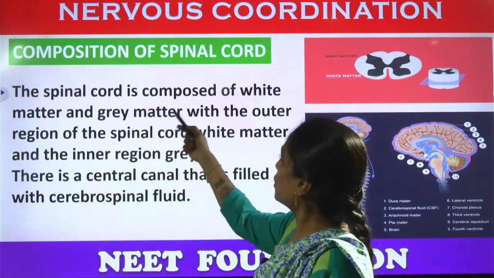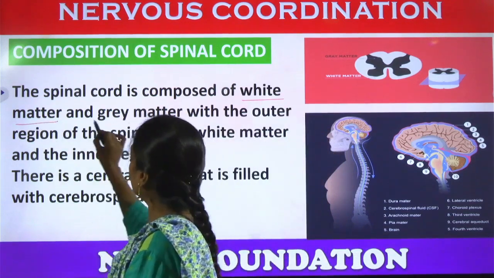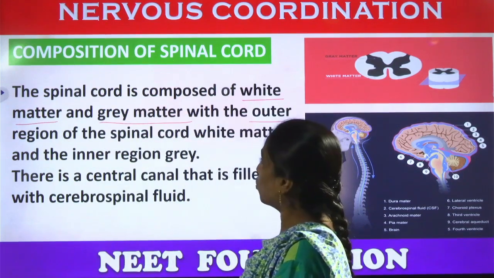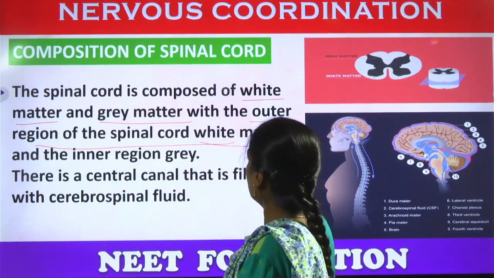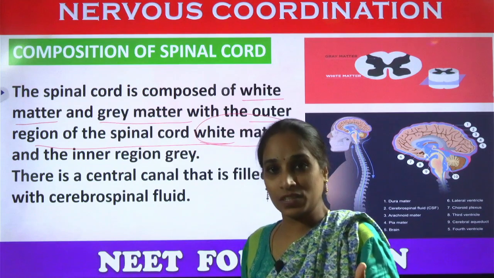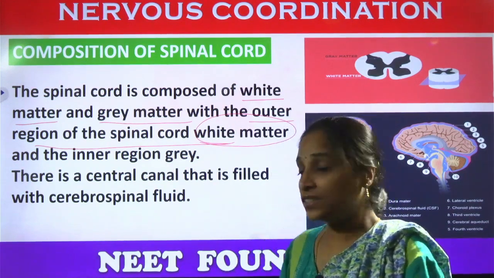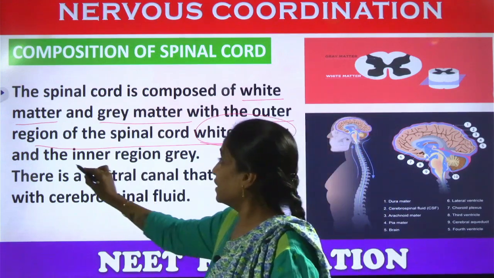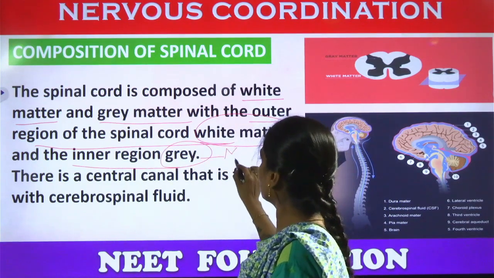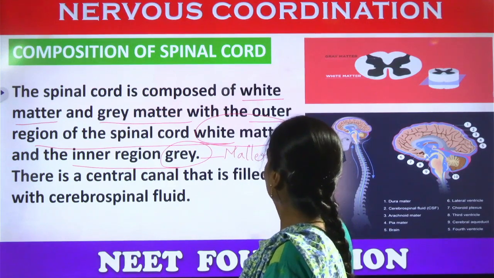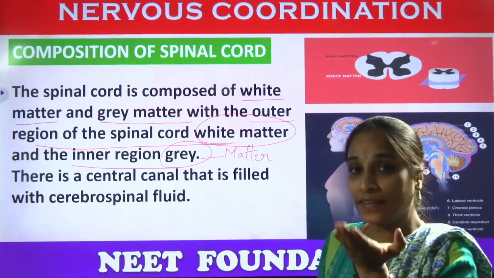The spinal cord is composed of white matter and grey matter. In the outside region of the spinal cord, we can observe the white matter. As we have discussed in the previous slide, the outer region of the spinal cord is covered by the white matter and the inner region is covered by the grey matter. So this is the spinal cord internal structure.